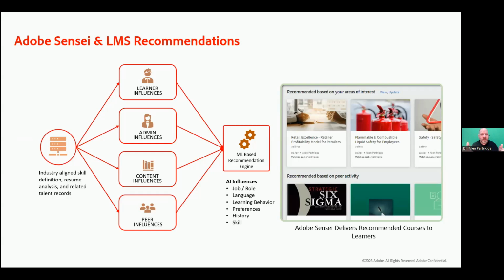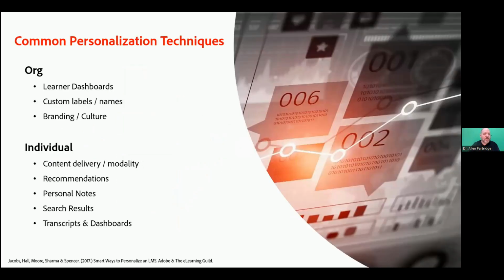The administrative influences, like what is recommended for them, what did administrators say are the skills that are most relevant to them. Content influences, like what kinds of content are actually in individual courses, learning programs, and so on. And then peer influences, the people who are around them and what their habits are. It processes all of that through an AI ML recommendation engine, in this case, Adobe Sensei, and then it delivers the recommendations that we get for people. The common personalization techniques that we see can be divided into a couple different categories.